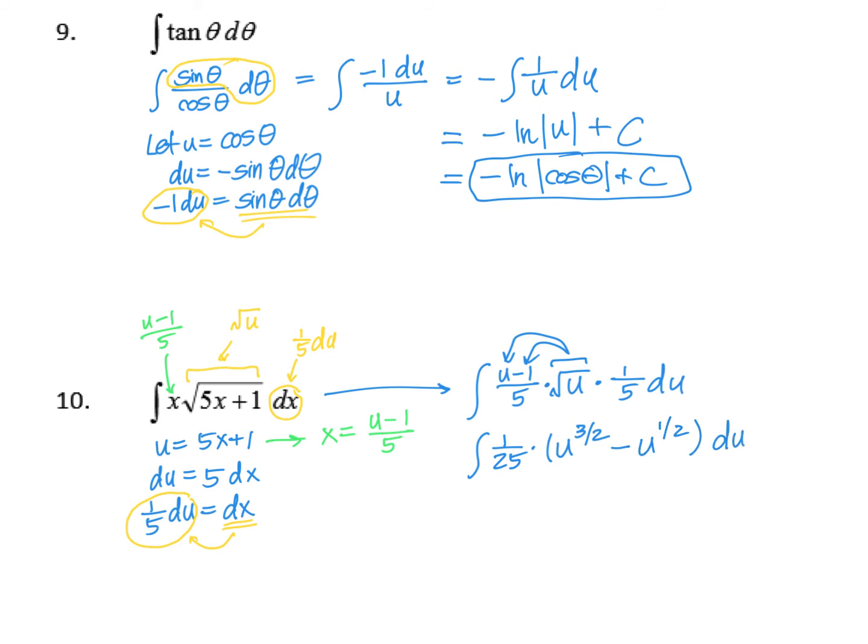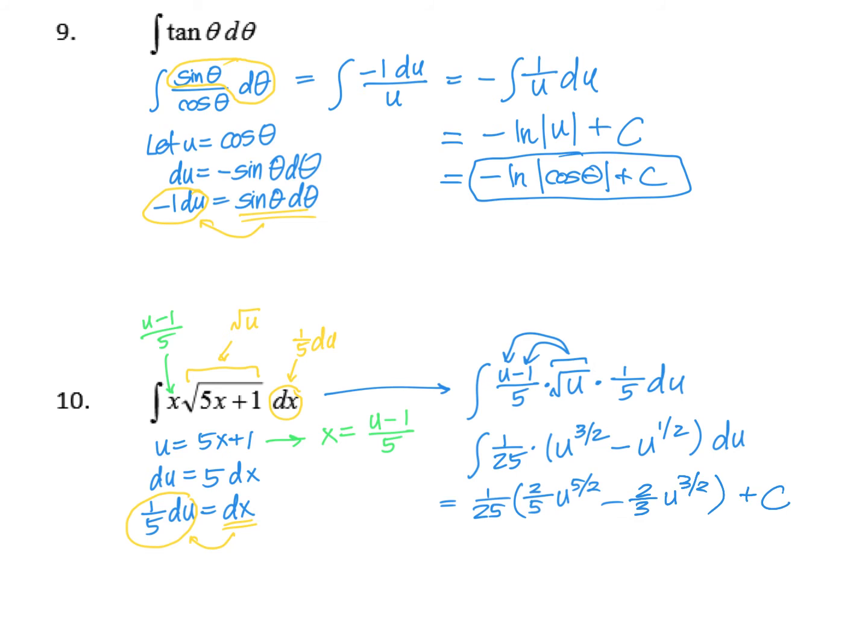Now this is really nice because we can find the antiderivative. What is the antiderivative of u to the 3/2? It is 2/5 u to the 5/2. And the antiderivative of u to the 1/2 is 2/3 u to the 3/2. Close the parentheses and also put plus c at the end.